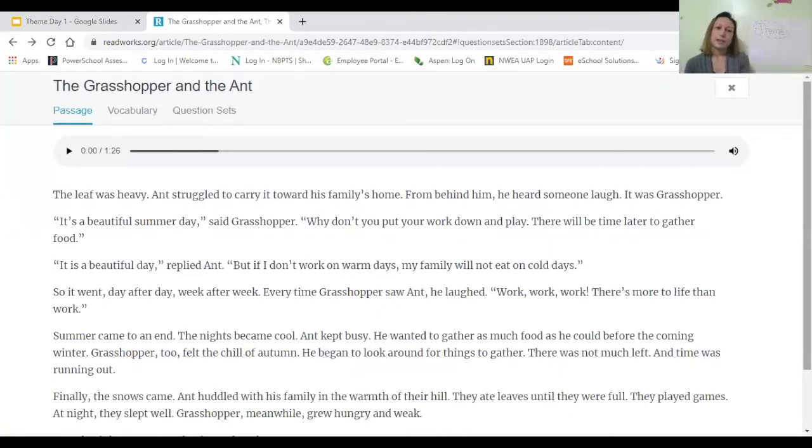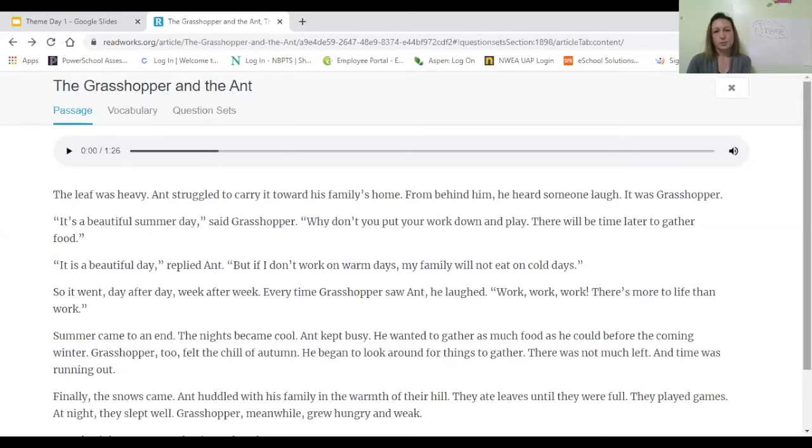The leaf was heavy. Ant struggled to carry it towards his family's home. From behind him, he heard someone laugh. It was Grasshopper. "It's a beautiful summer day," said Grasshopper. "Why don't you put your work down and play? There will be time later to gather food." "It is a beautiful day," replied Ant, "but if I don't work on warm days, my family will not eat on cold days." So it went, day after day, week after week.